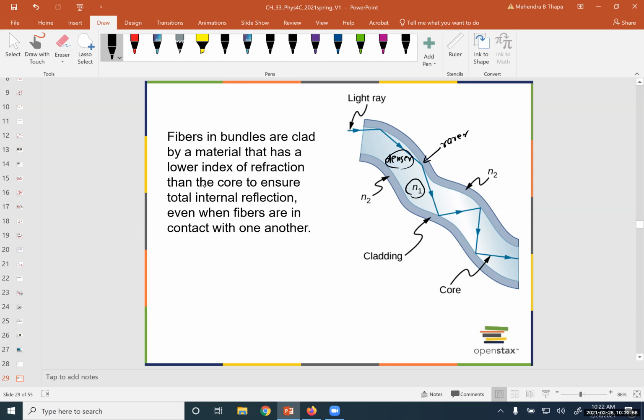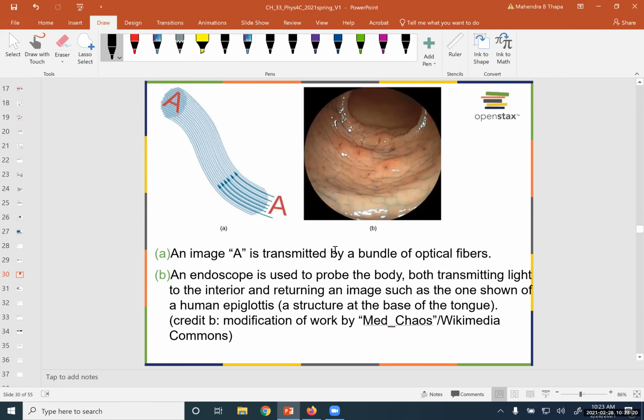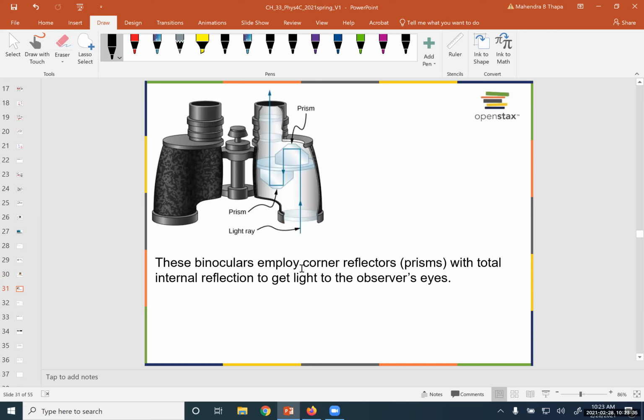So once light travels from denser to rarer with the angle of incidence more than critical angle, it will undergo total internal reflection. That's how the light enters from one side, will be reflected back, comes out through the reflection with the same intensity or very much reduced intensity. Okay, so this is the total internal reflection concept we use in optical fibers to transmit, for example, high speed internet kind of thing.